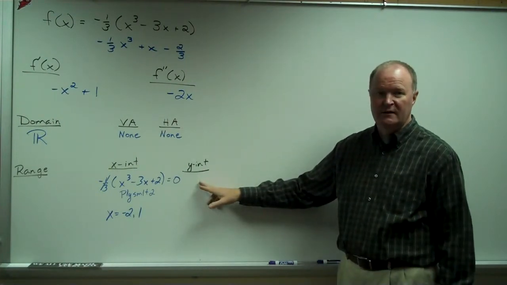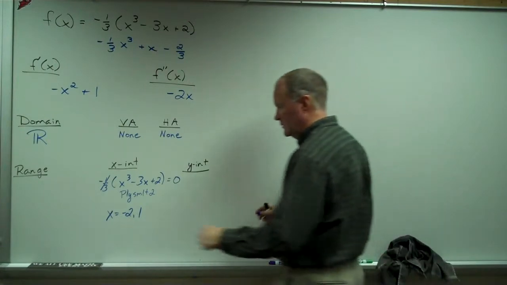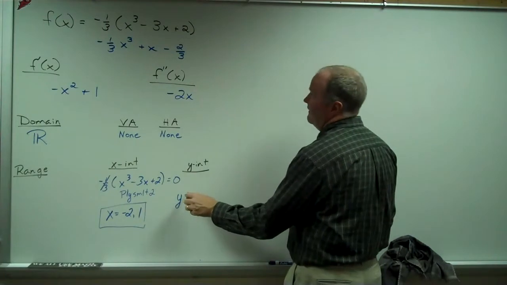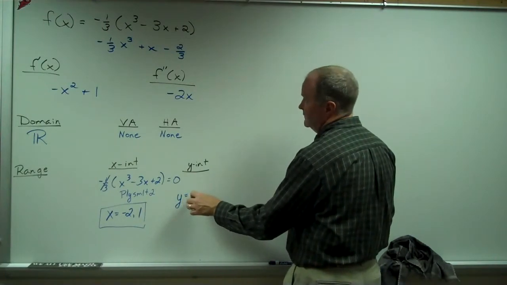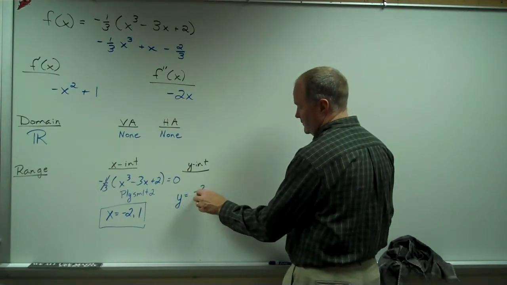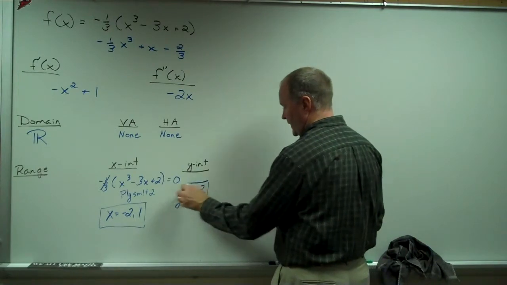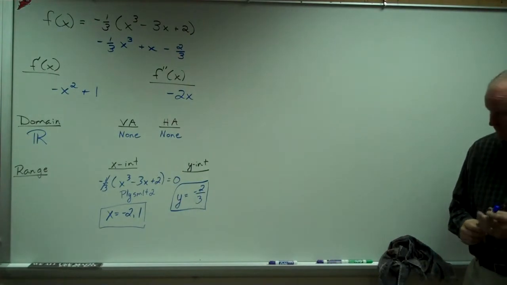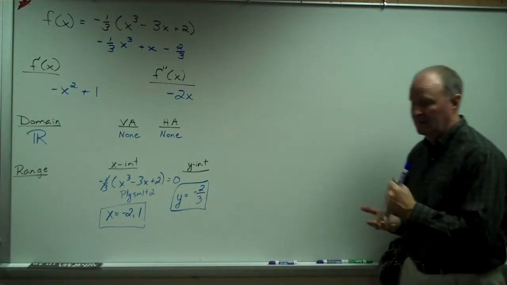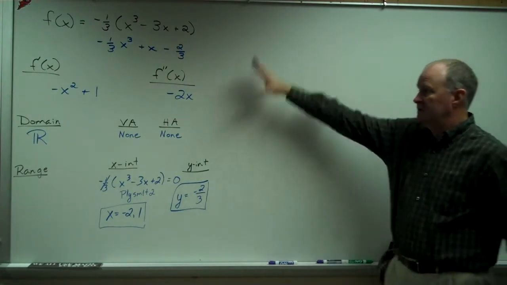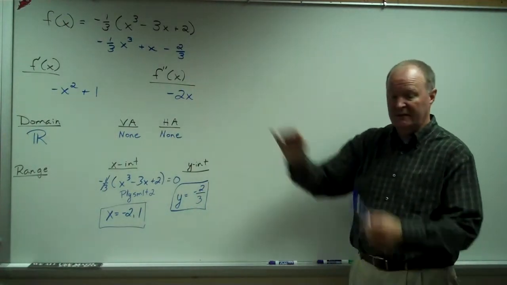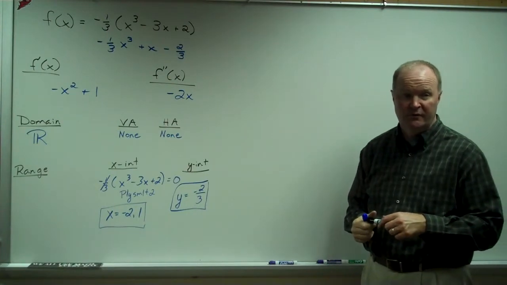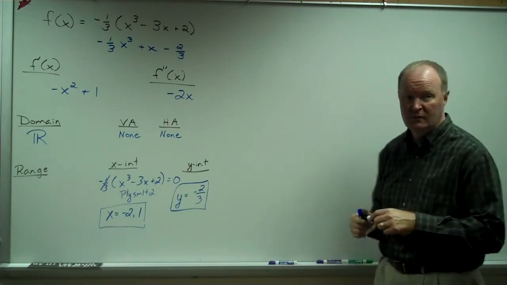Y-intercepts. What do I have to do for the y-intercepts? Set x equal to 0, and I get negative 2/3. Don't forget about that -1/3 out there. So that takes care of all the beginning stuff.